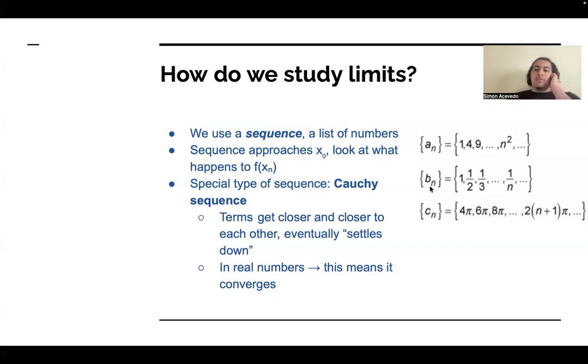We see that here, b sub n, 1 over n, right? As n gets larger, this approaches 0. As n goes to infinity, this gets smaller and smaller, and it approaches 0. So this is convergent, right? However, n squared is divergent. It doesn't approach a number, because as n increases, this gets larger and larger to infinity. So it's divergent, right? So a Cauchy sequence is convergent. It's a sequence where it converges, or approaches a number, as it goes to infinity.